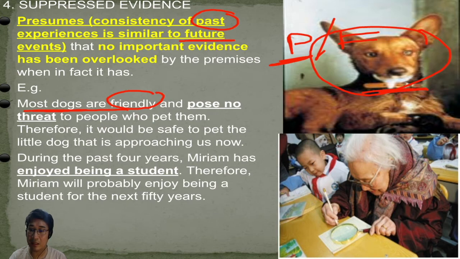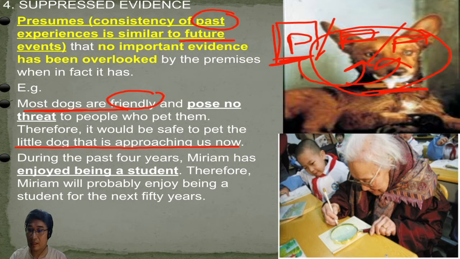So, the little dog that's approaching you now, this pertains to the present or the future. Kasi napatunayan mo that most dogs that you've pet before are friendly. Yung before doon, yung past. So, yung reliability ng past must also be reliable sa present and then sa future.